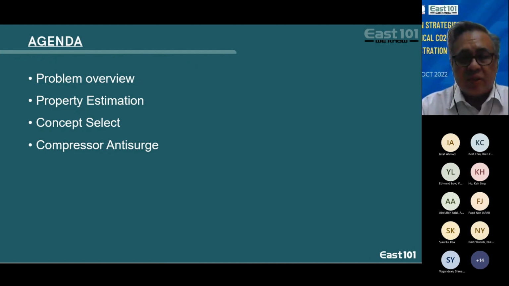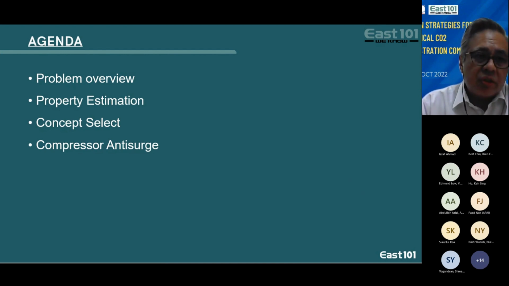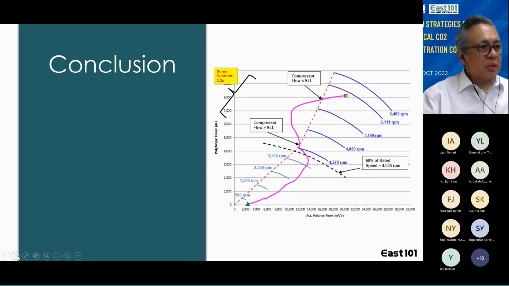We found from this case that we couldn't use conventional configurations. We had to do some slight modifications on the compression system. And then after that, we did an anti-surge analysis for this system. I'll talk about that in greater detail once we get to that section. This is pretty much the result.